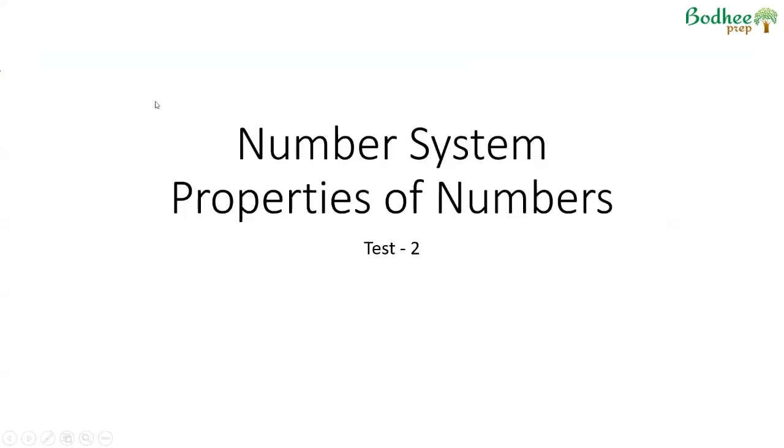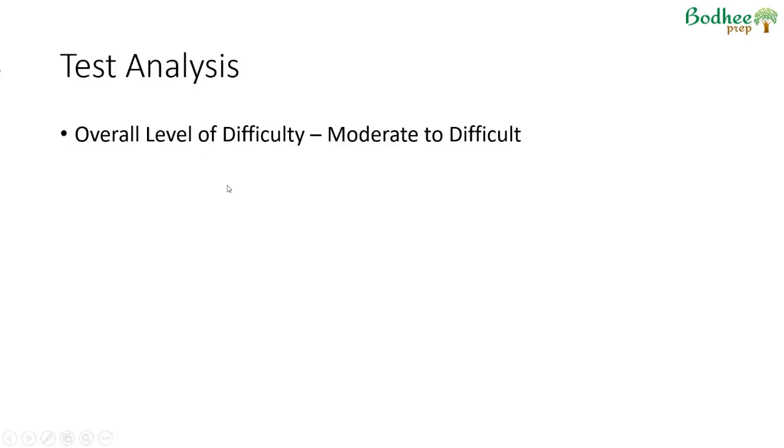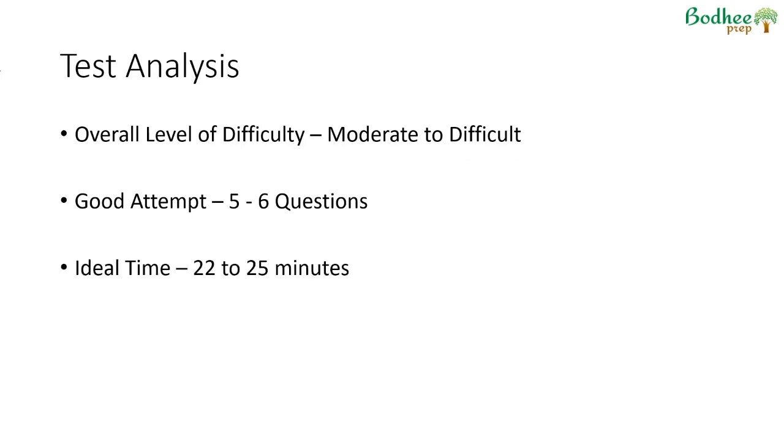Now, this specific video is about the topic number system, subtopic being properties of numbers, and this is test number 2 on this topic. Overall, I thought this test was towards a higher level of difficulty. An attempt of maybe 5 to 6 net correct questions would have been a really good attempt, and the attempt time would be easily 25 odd minutes because there are questions where cases were being formed, and those kind of questions take time.